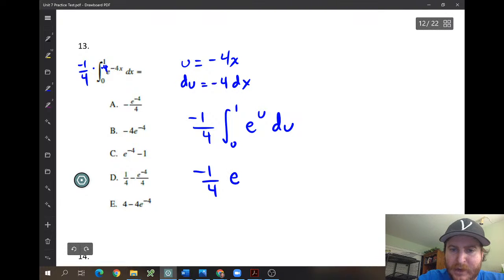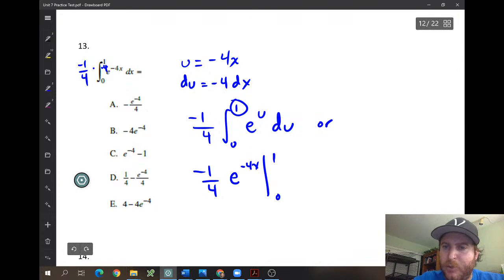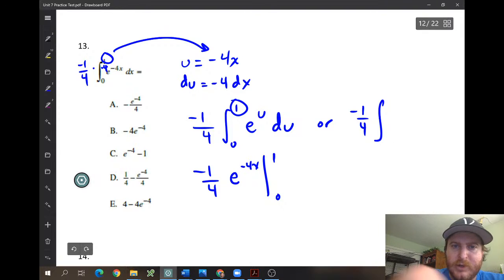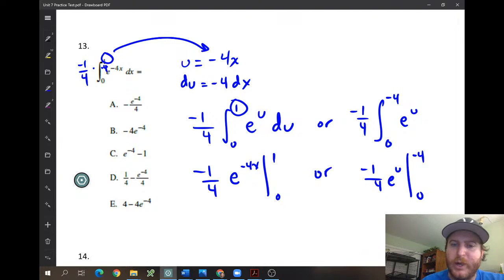Now, I could go back and do e to the negative 4x from 0 to 1. That would work perfectly, making sure that I plug it in. Or we could have also changed our endpoints. We could have done negative 1/4 integral, and changed our endpoints by plugging them in. 0 times negative 4 is 0. 1 times negative 4 is negative 4. And then when I take this integral, we would just keep it with a u because we have new endpoints. So both of these are correct. I don't care which way you do it. You can keep your endpoints and plug back in u, or you can keep u and change your endpoints.